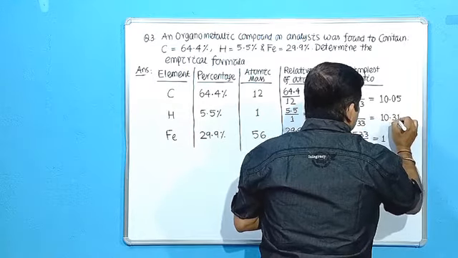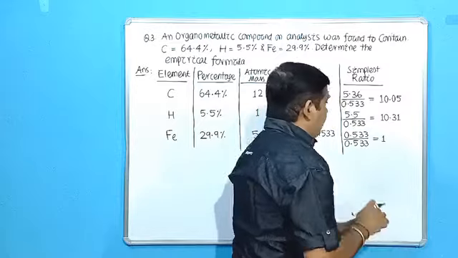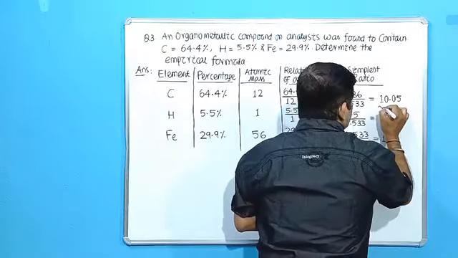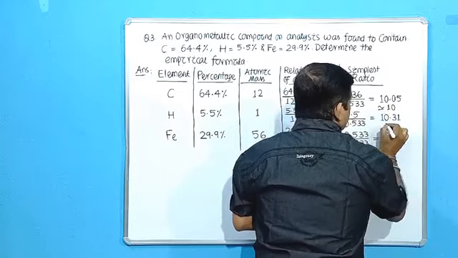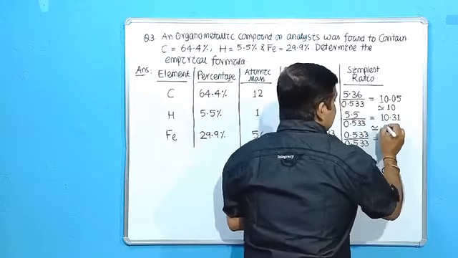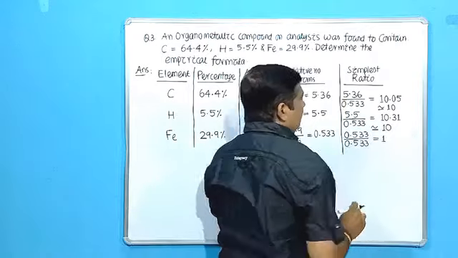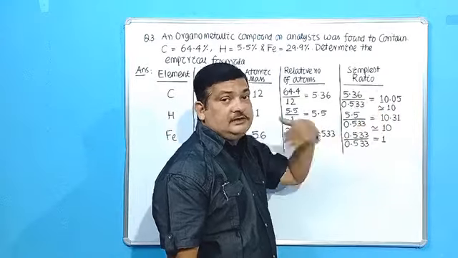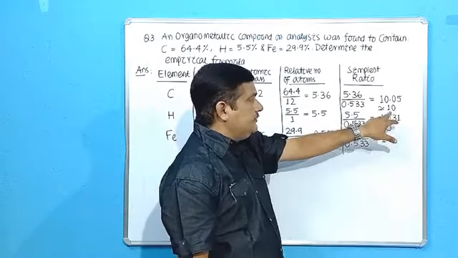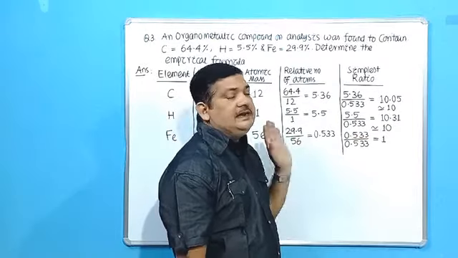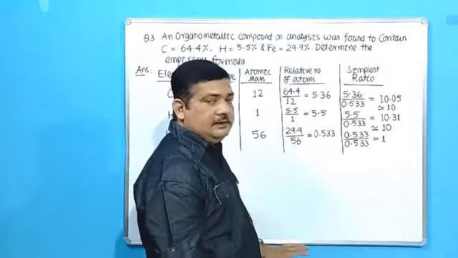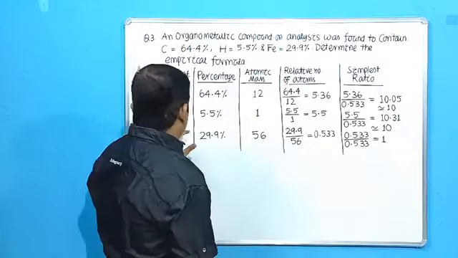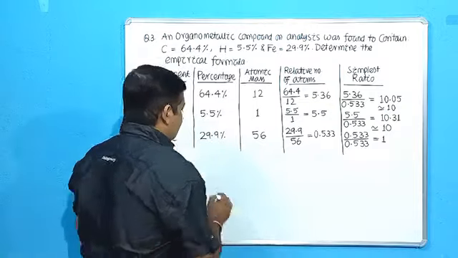So these are the exact ratios. Then what we have to do? Now we have to round them off. So 10.05 means it is 10. 10.31, less than 0.5 after the decimal, means it is also 10. So next is to convert them to the nearest whole number. So how many carbon atoms are there? Now 10. Hydrogen 10. Iron 1.